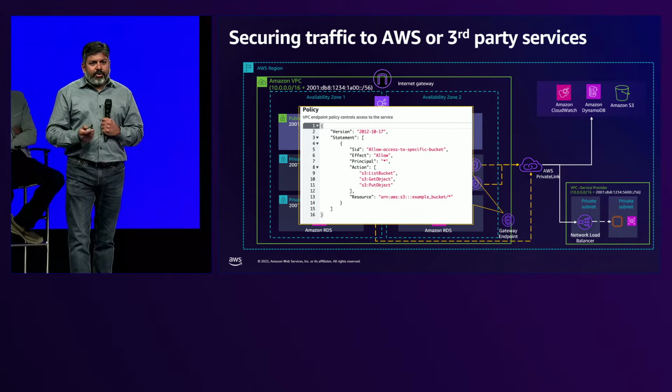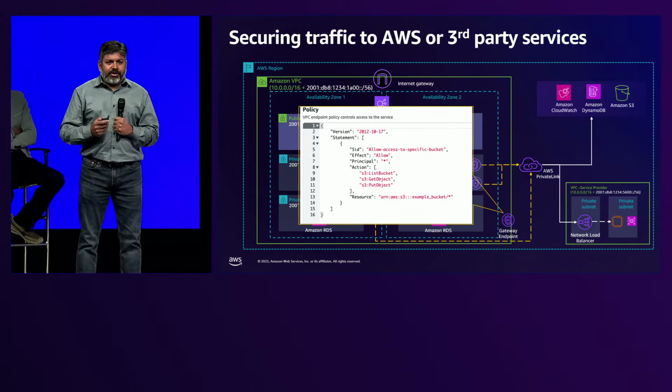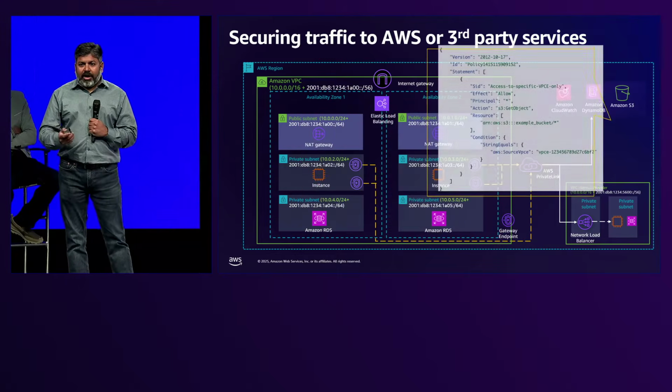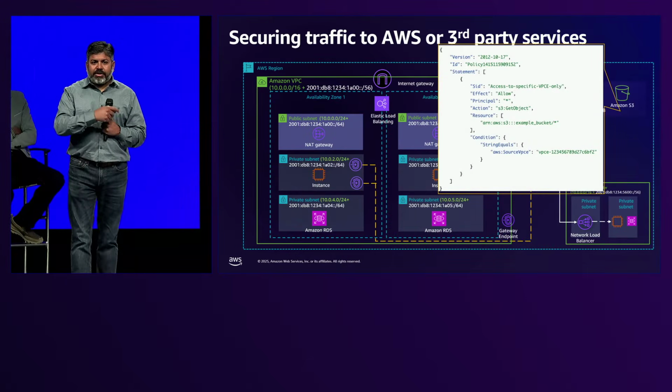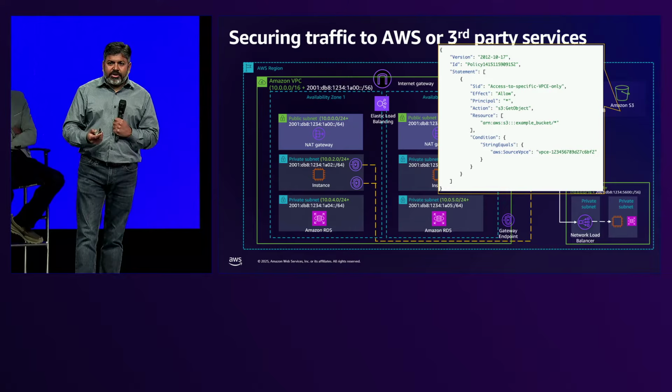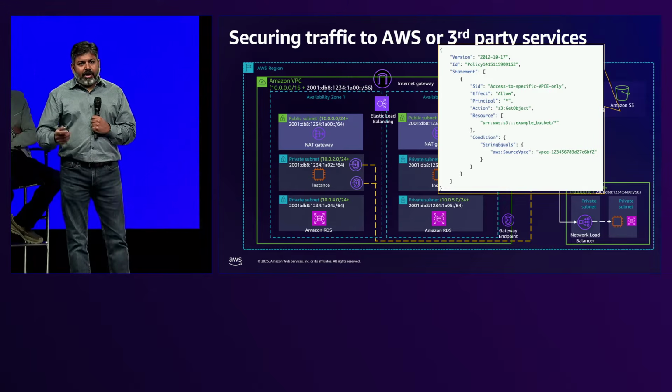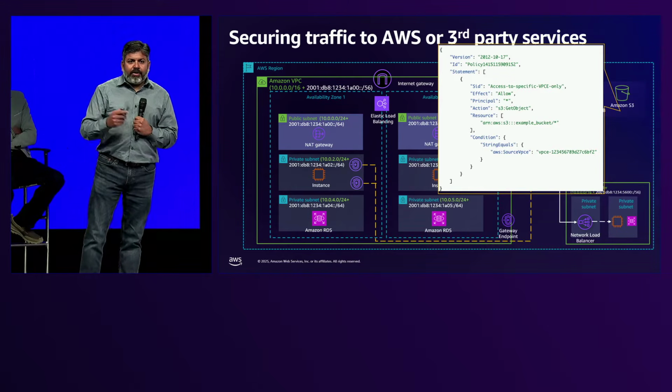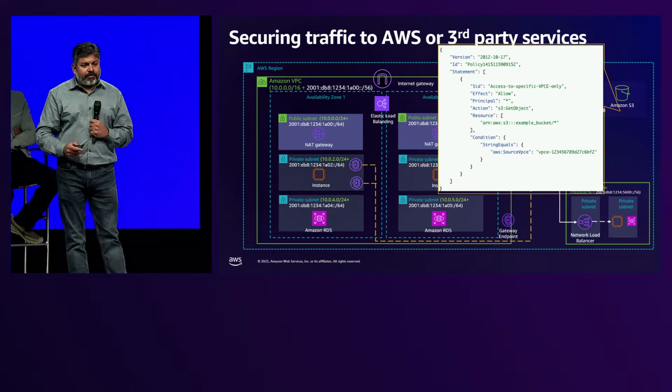And on top of that, you can also control these things at the resource level. If your resource allows you to write a policy, like in this case S3, we write a bucket policy mentioning that only traffic coming from a particular endpoint and for these actions is allowed.